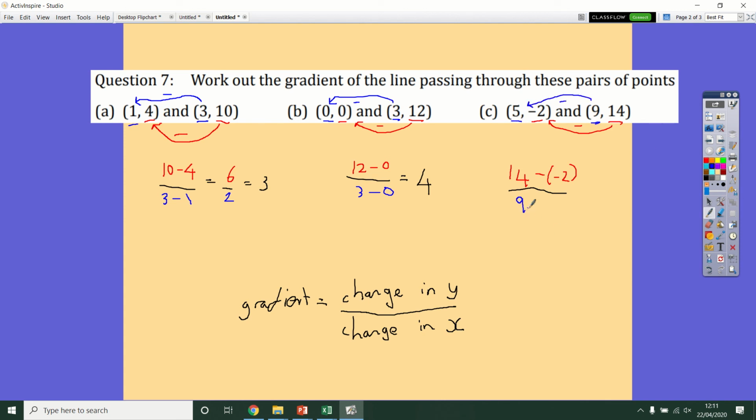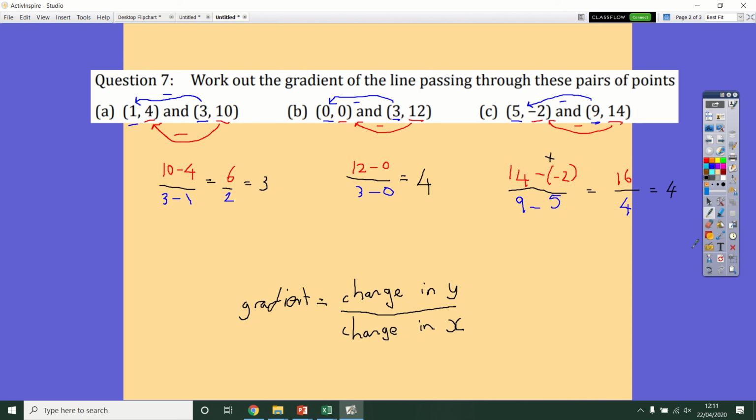So 9 minus 5 is my denominator. If you simplify the top and the bottom, 14 minus minus 2, well, that makes a positive because there's a double negative next to each other. So that's actually 14 plus 2, which is 16. And on the bottom, 9 minus 5 is 4. Divide them and you get 4 again.